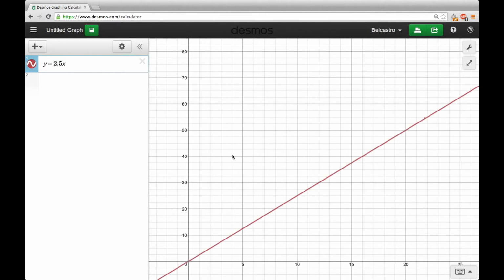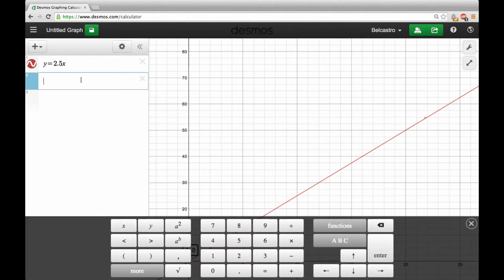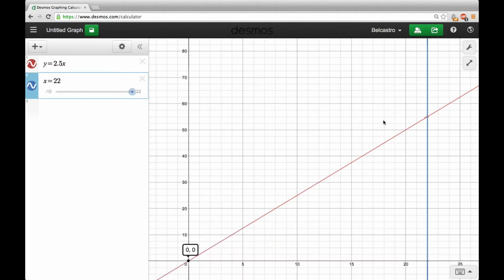This is a direct proportional relationship, right? Here's our 0 value. And we needed to know if the dog was 22 kilos. Well, since kilograms was our independent, that's our x-axis, what I'm going to do here is put x equal to 22. And that'll give me a vertical line. And where the vertical line intersects, that's where our value is. So a 22 kilogram dog should get 55 milliliters of medication.